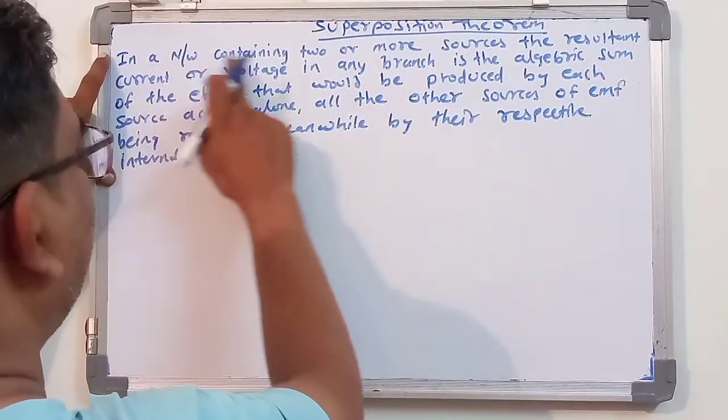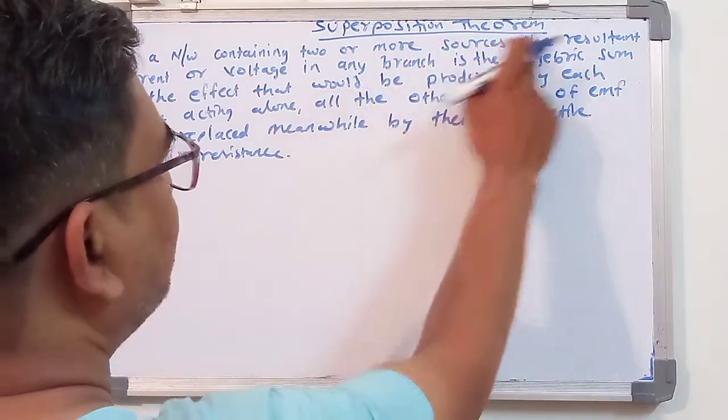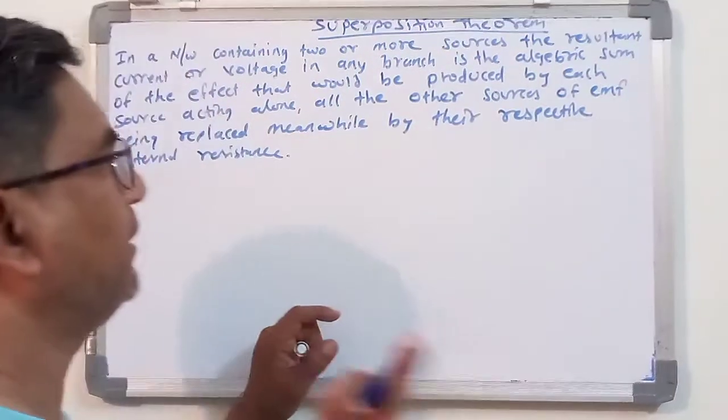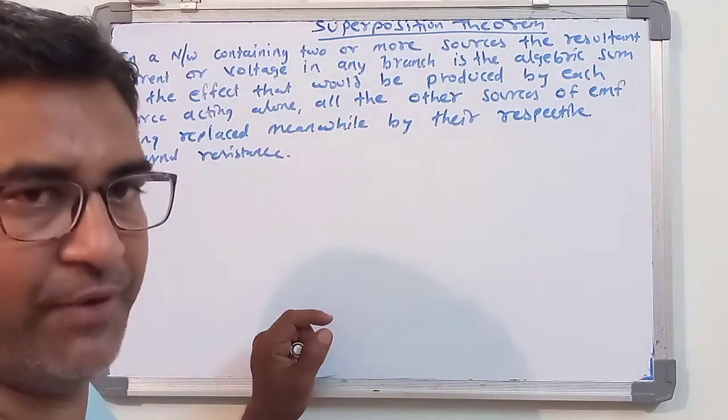In any network containing two or more sources, the resultant current or voltage in any branch is the algebraic sum of the effects.